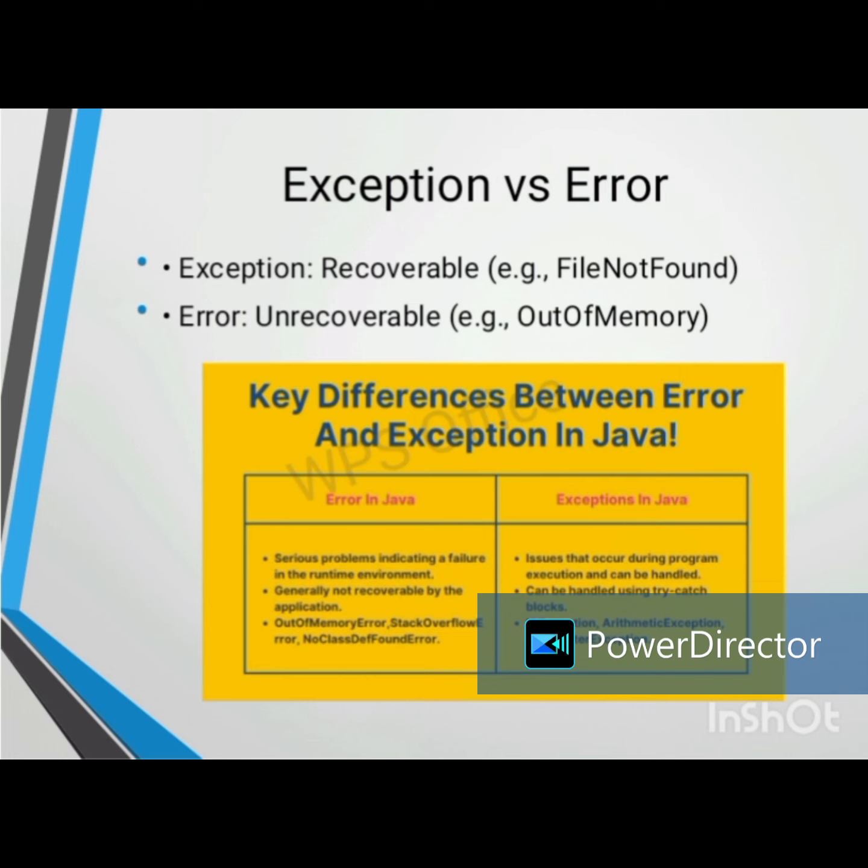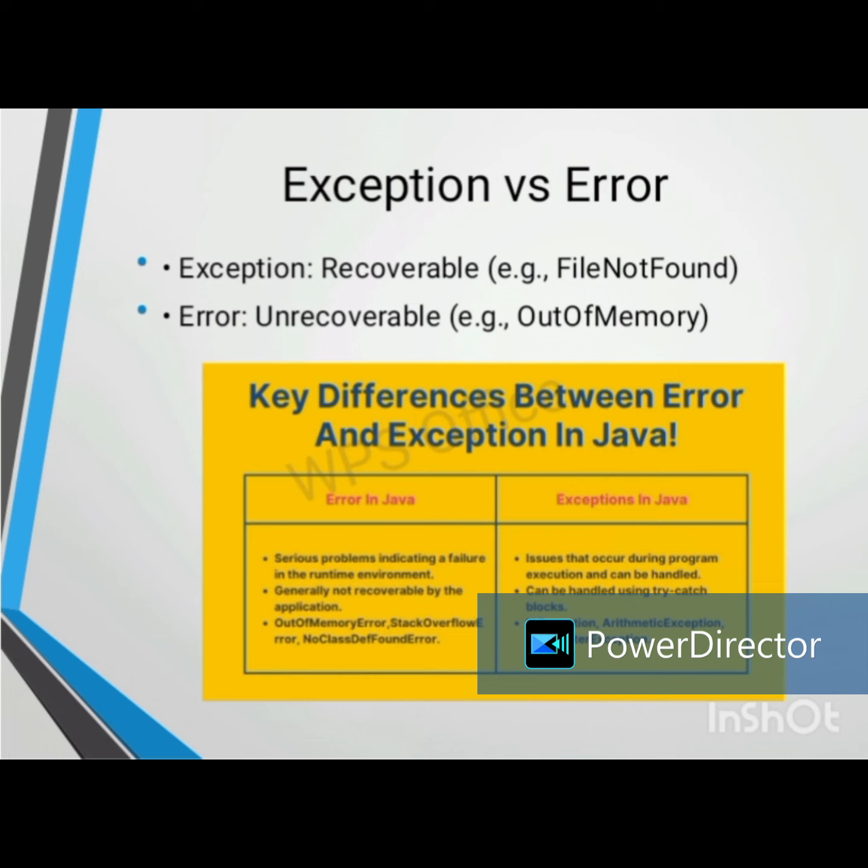Let's start with exceptions. Those are issues that can typically be anticipated and recovered from. For example, if your program attempts to read a file that does not exist, it throws a FileNotFoundException. This is something you as a developer can anticipate and handle by prompting the user to select another file or by creating a default one. Exceptions are your opportunity to write code that reacts to problems gracefully without crashing the entire application.